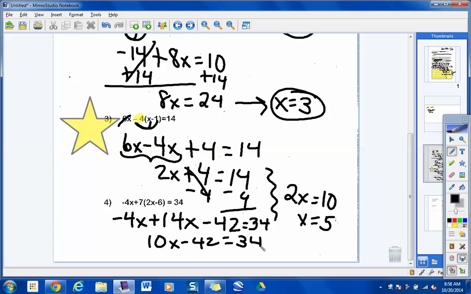Add 42. Good, both sides. Add 42. I'm running out of room. That's okay. I'll squeeze it in over here. So when I add 42, the 42s are going to cancel here. I have 10x equal, let's see, what is 34 plus 42? 76. So in your calculator, or just move your decimal one to the left since you're dividing by 10, what is 76 divided by 10 going to get me? How much, Chelsea? 7.6 is my solution here.